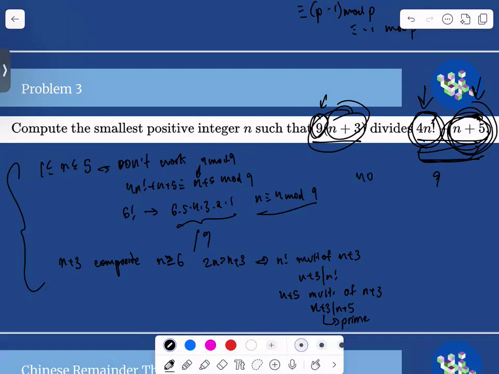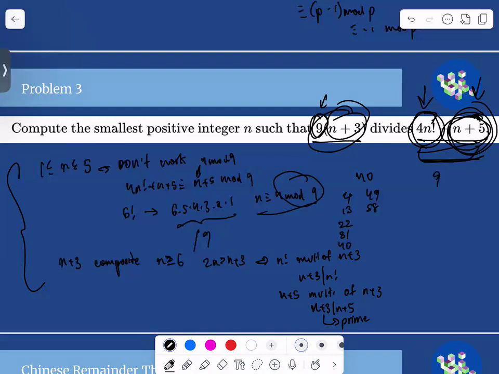And the reason being that we have that n is congruent to 4 mod 9, and we have that n plus 3 is prime. So there really aren't many options. You can list out the values of n that satisfy this. And if you do that, you would get 4, 13, 22, 31, 40, 49, 58, etc.